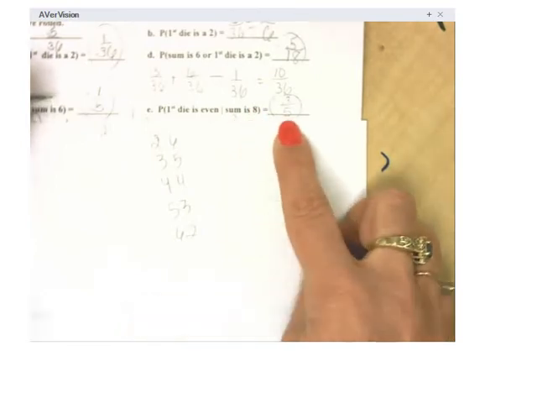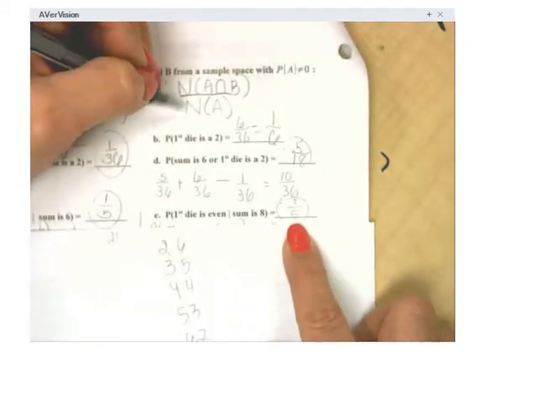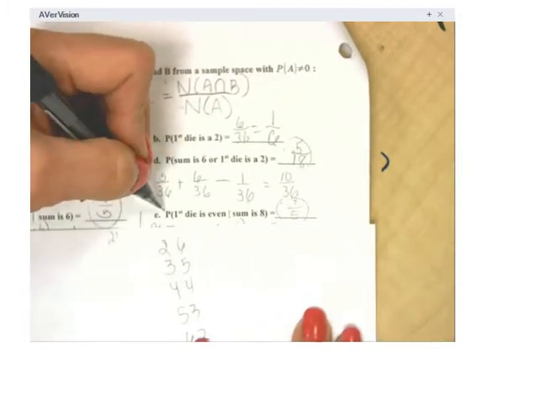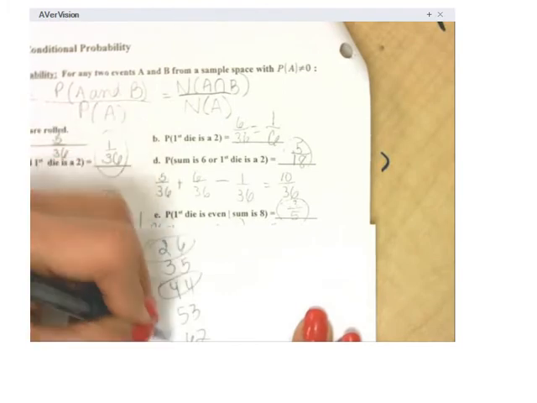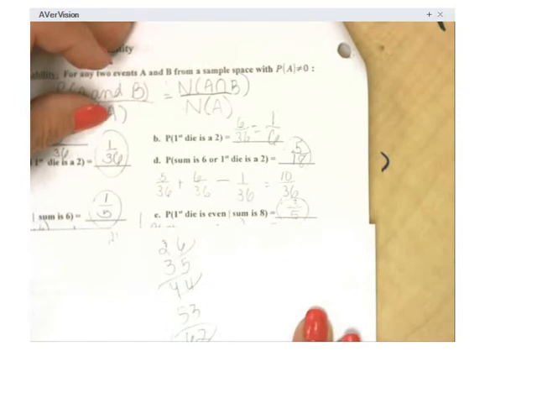So notice my denominator is 5. I have the number of ways that the conditional event, or the given event, can take place. And now I'm going to count how many of those have the first die being even. Well, that one works, and that one works, and that one works. So my answer is 3 out of 5, 3/5.